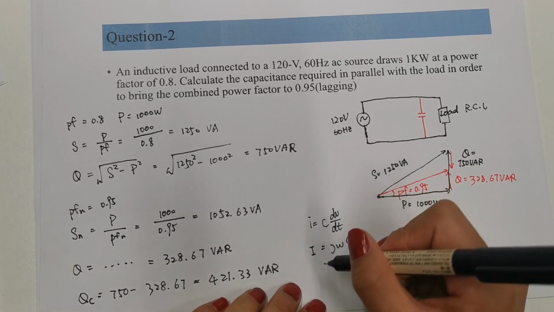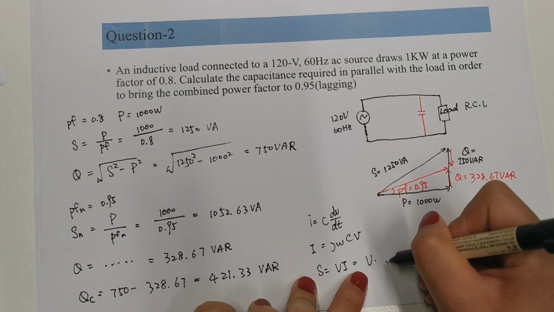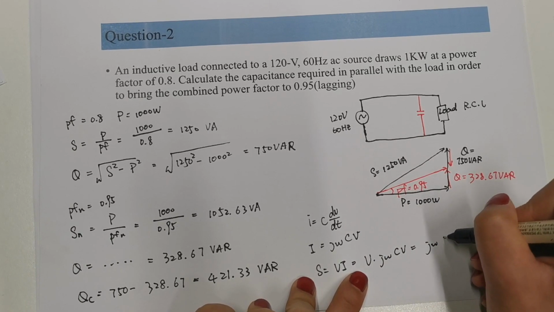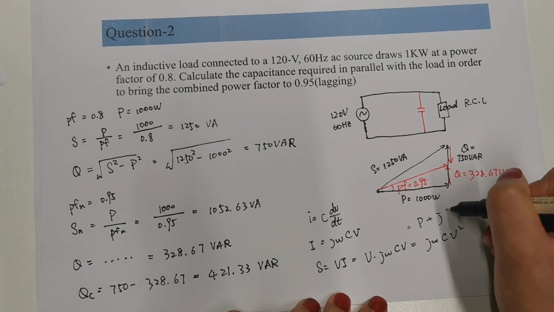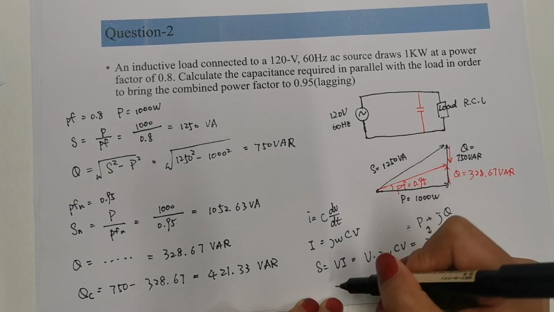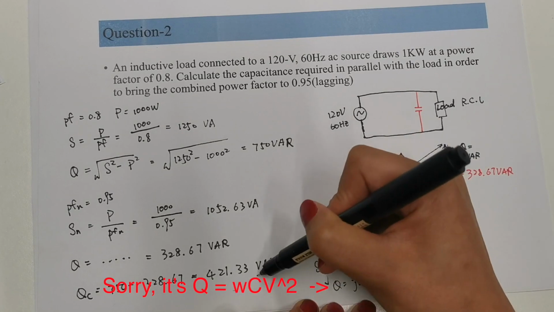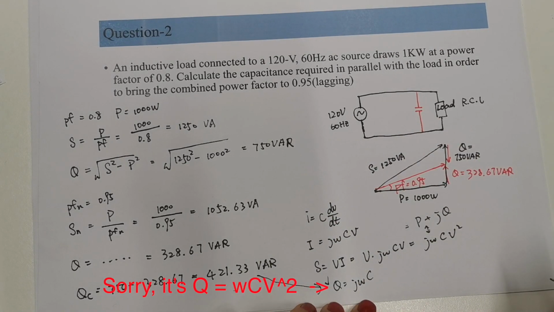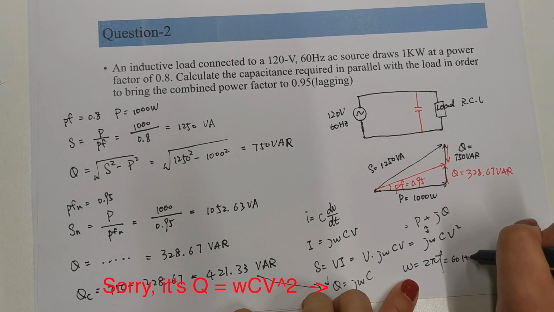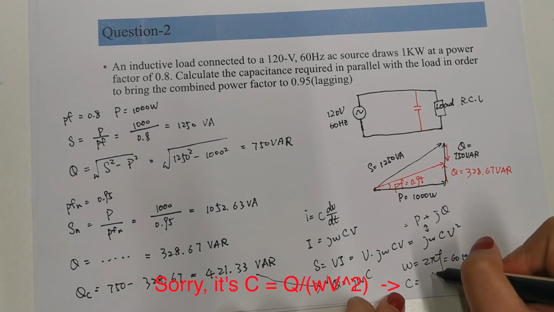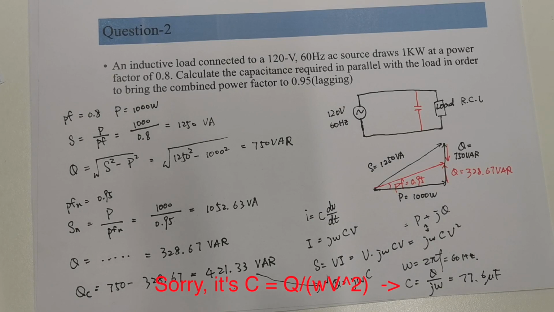If we calculate the power on the capacitor, S equals V I, now we have V times j omega C V, which is j omega C V squared. And we also know the apparent power is P plus jQ. So comparing those two, we know that Q equals omega C V squared. We already know Q is 421.33, and omega equals 2 pi f, where f equals 60 Hz. So then we know our C equals Q divided by omega V squared, which is 77.6 microfarads.